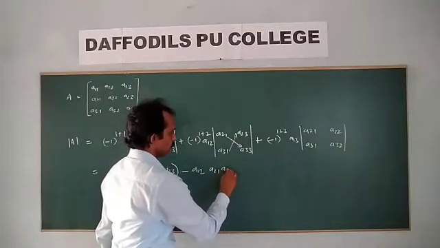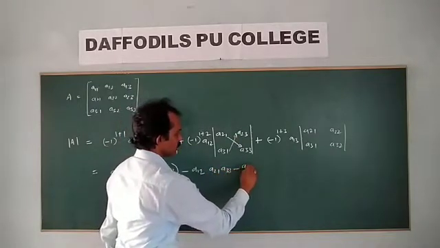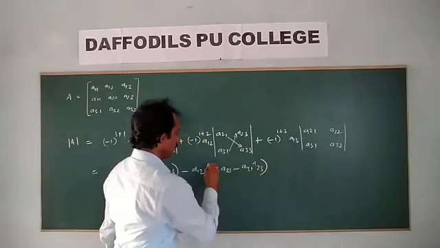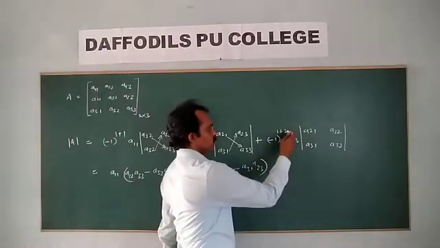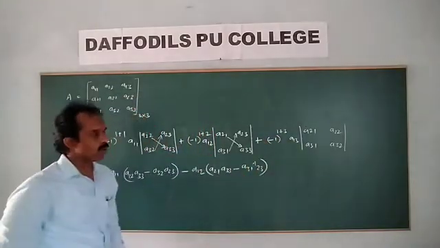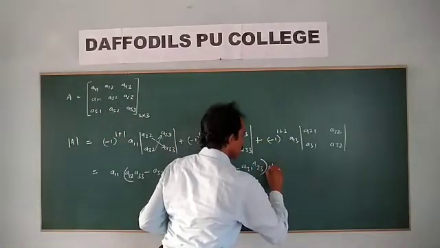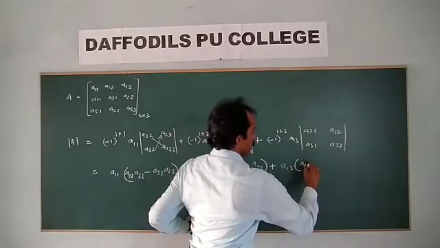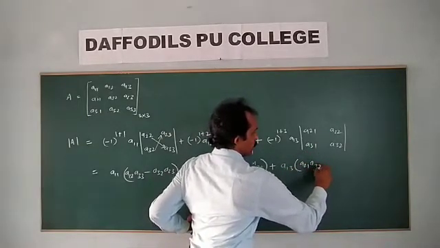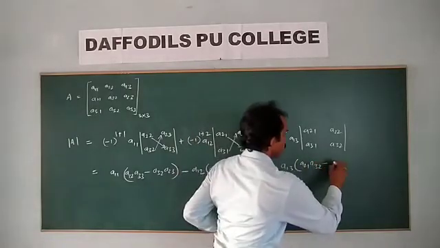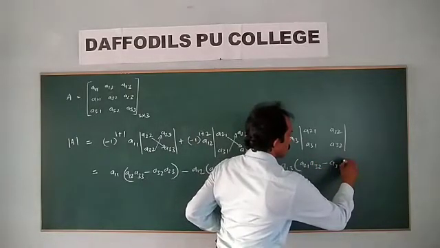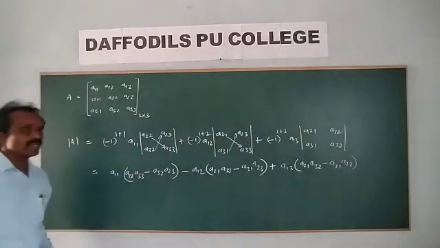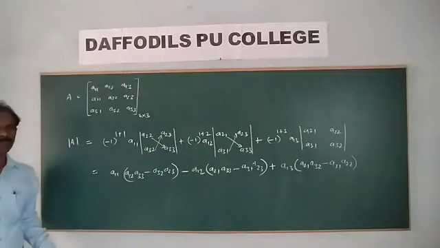A21, A33 minus A31 into A23. Minus 1 to the power of 1 plus 3, that is 4, even, that implies plus A13 of A21, A32 minus A31 into A22. So this is the determinant of 3 by 3 matrices.